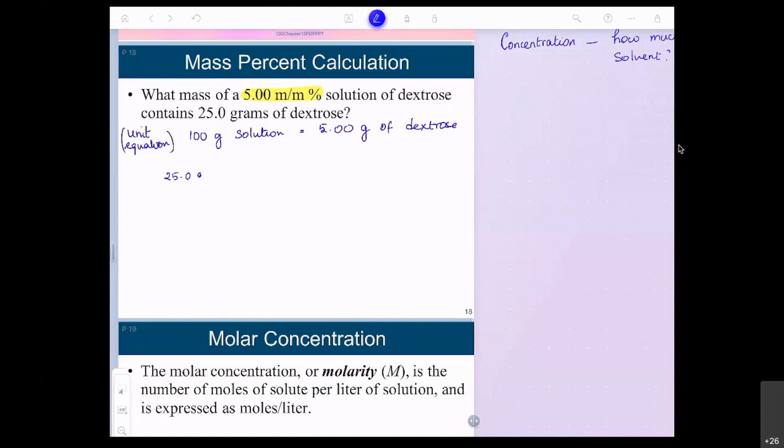Now we have 25 grams of dextrose times, I always like to cancel. Remember, we always like to cancel what we start with. So we're going to write 5.00 grams dextrose at the bottom so that we can cancel that. And then we will have 100 grams of solution on the top. So it's fairly straightforward. You're going to get 500 grams of solution, but that's not the correct number of significant digits.